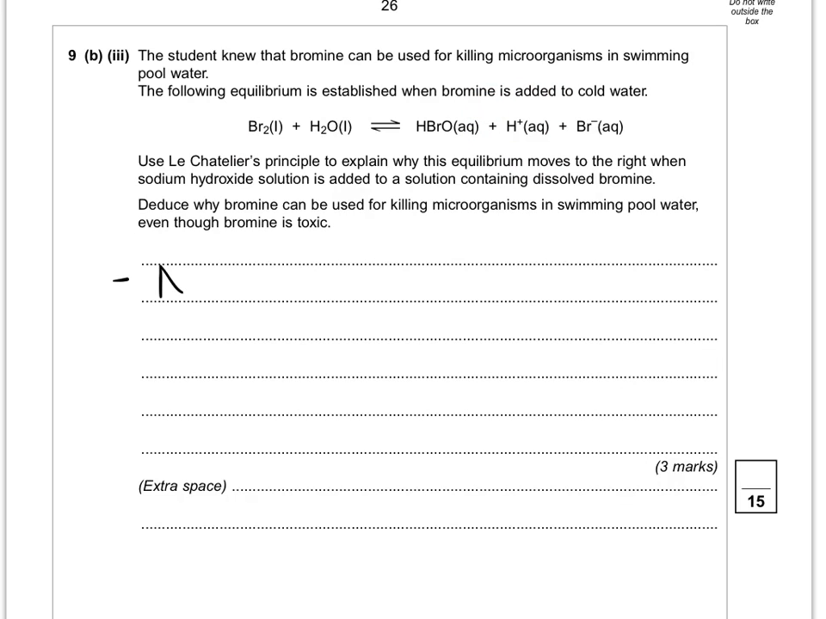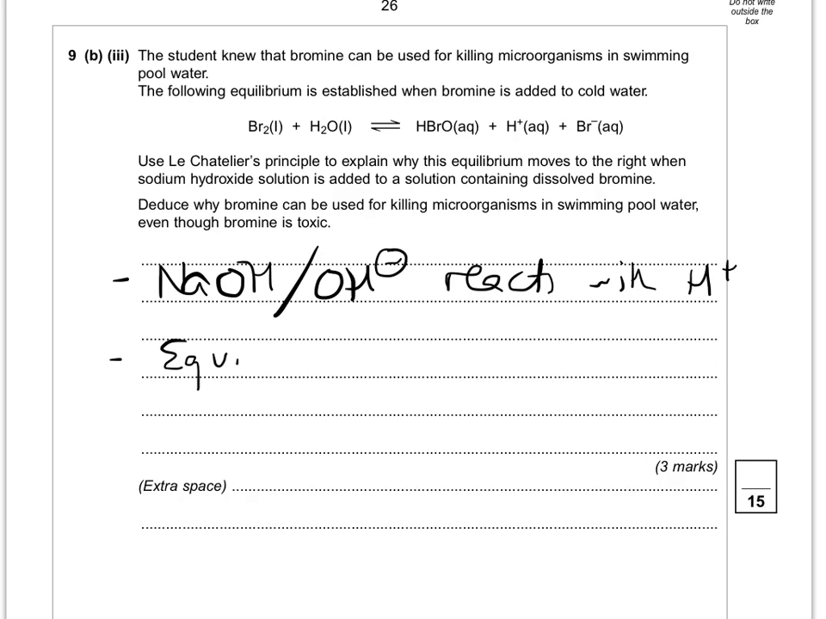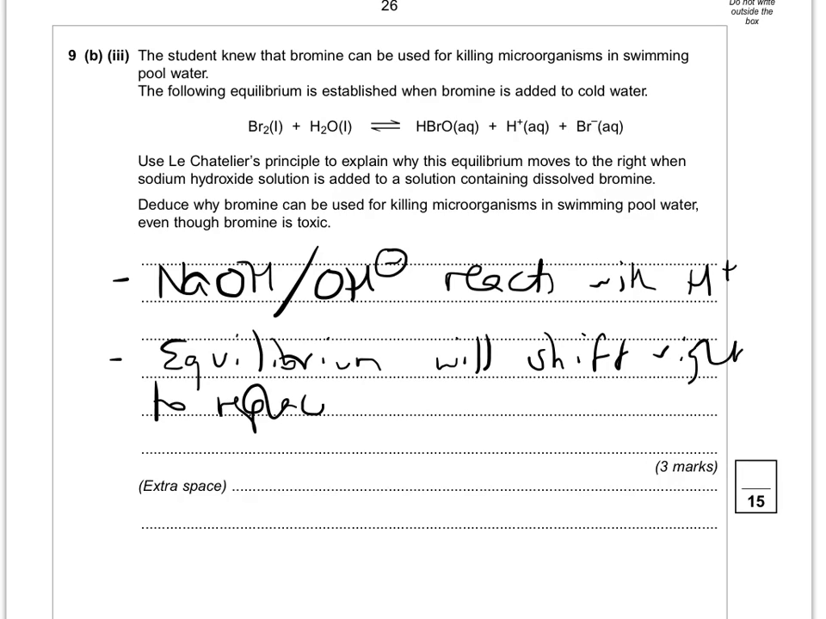So the first mark is saying NaOH, or the OH-, reacts with H+. And that means the H+ are removed. So equilibrium will shift right to replace lost H+. And that's enough for 2 marks.